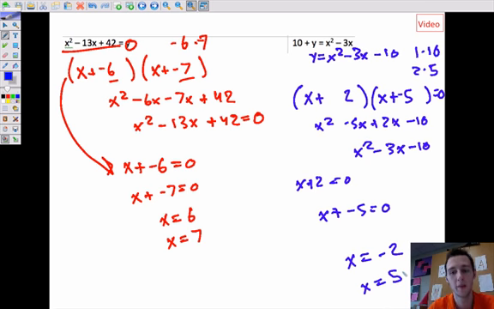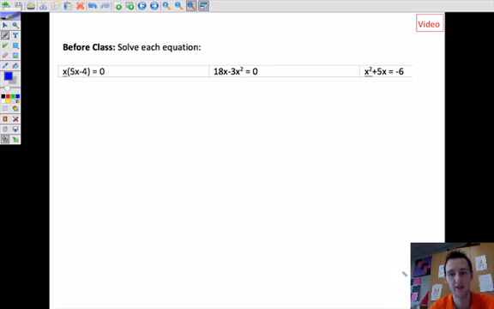So before class, give these a shot. This one is already factored for you, so all you have to do is use the zero product property to solve this equation. These next two, you will have to factor them before you can use the zero product property and solve it. Okay?